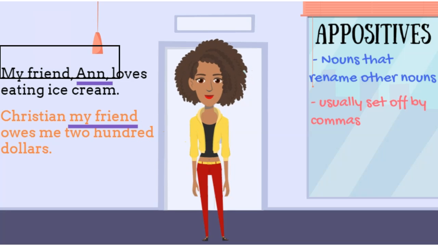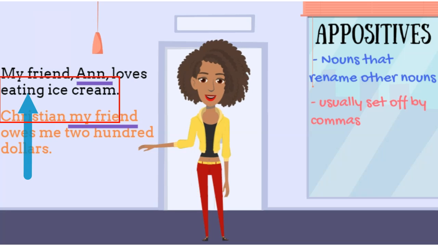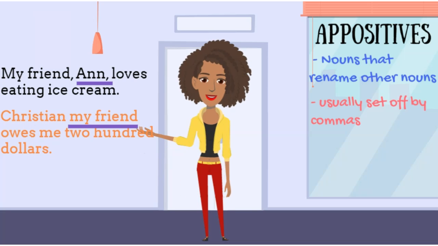Let's try another one. Christian, my friend, owes me $200. Although my friend isn't set off by commas, we see it closely identifies the word Christian. Therefore, my friend is the appositive. Let's try one more sentence just to seal the deal.